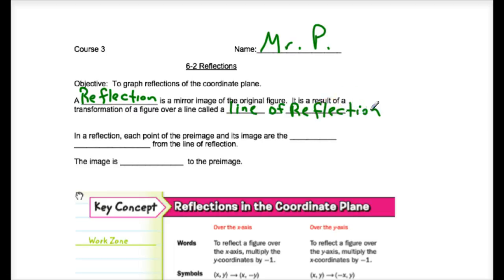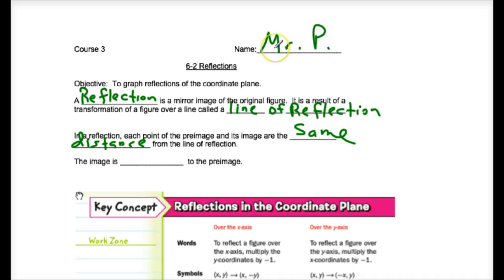Okay? You're going to reflect it over a certain line. And they'll tell you what line to reflect it over in the problem. That line is called the line of reflection. In a reflection, each point of the pre-image and its image, so beginning to end, are the same distance from that line of reflection.